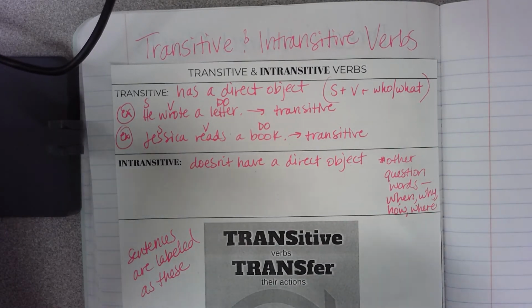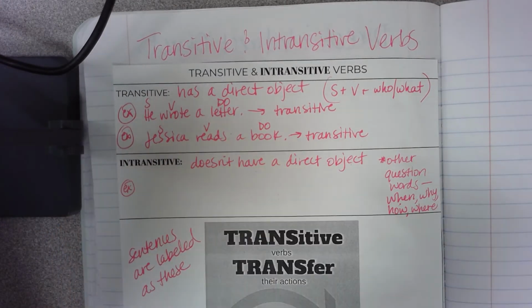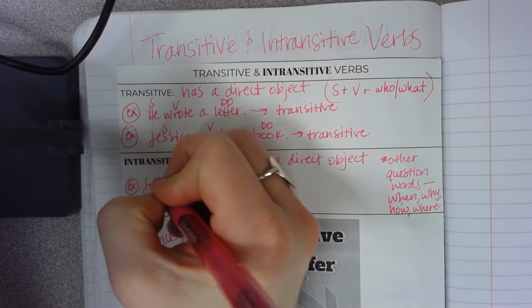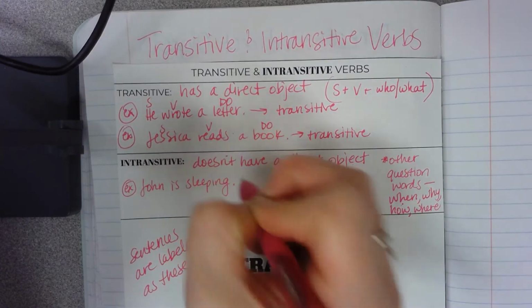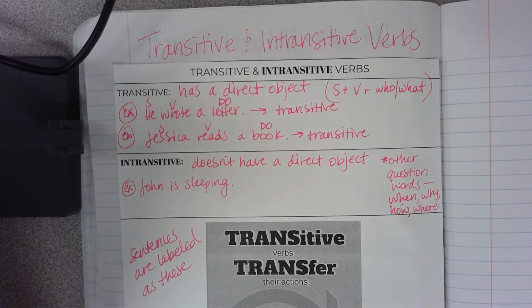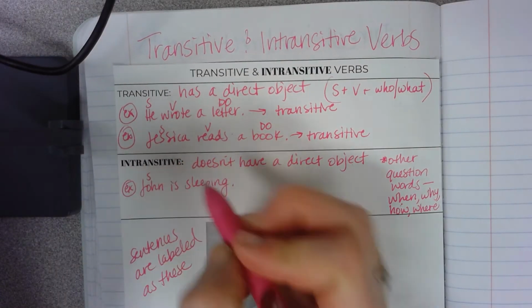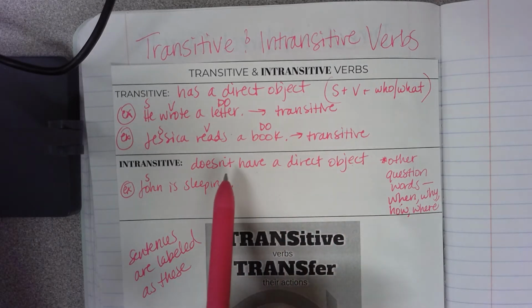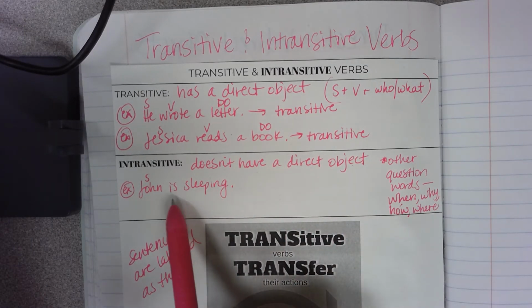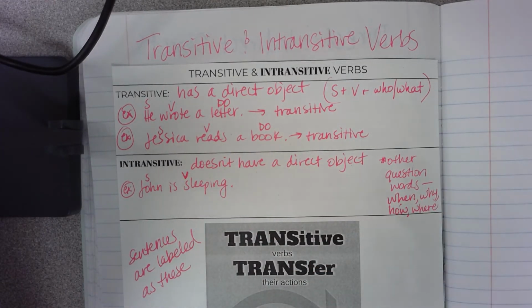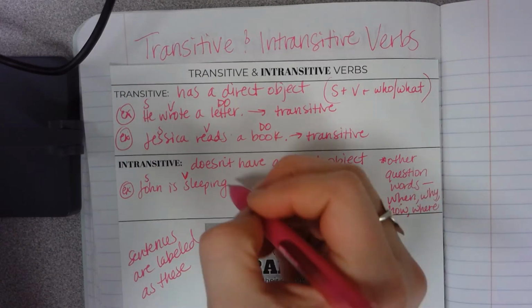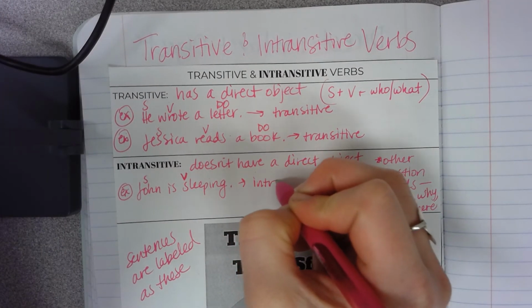John is sleeping. Okay, so John is our subject. Next, we find our verb. Verb is sleeping. This is our verb phrase, helping verb and main verb, so we can put it over both, technically. But the sentence ends there. So we obviously can't have a direct object if that's the end of the sentence. So this sentence would be labeled intransitive.